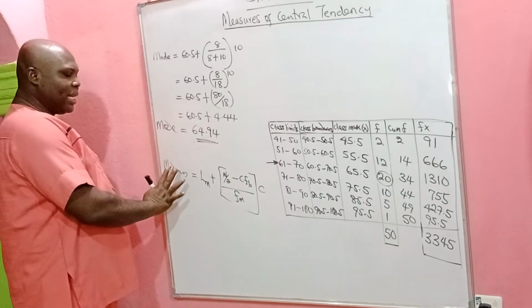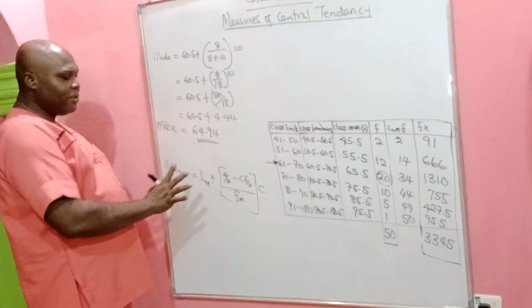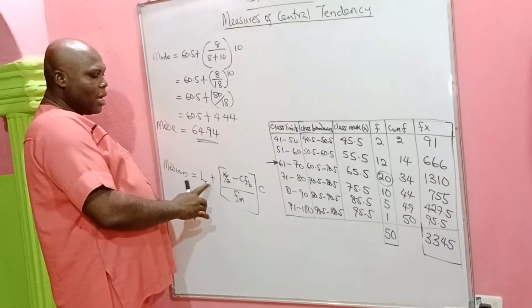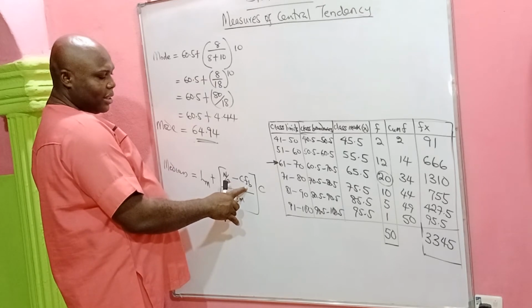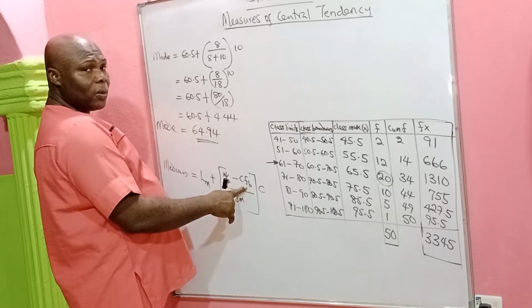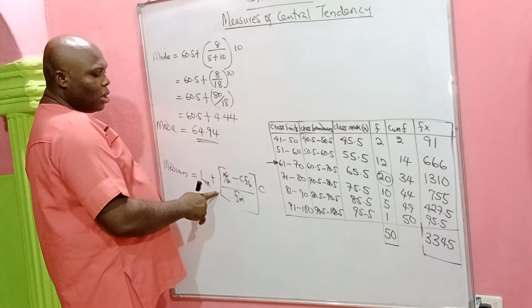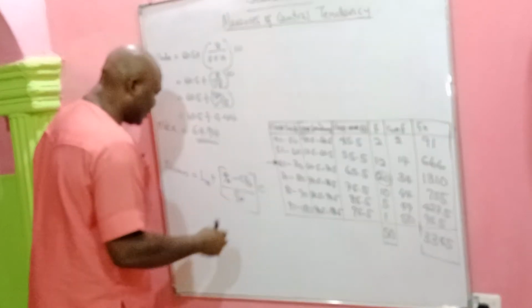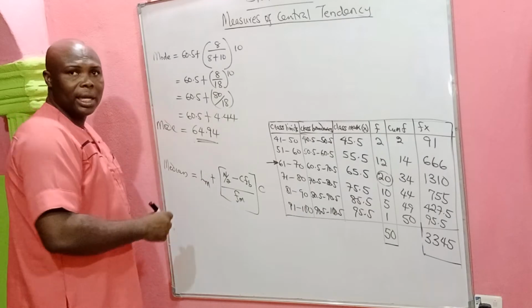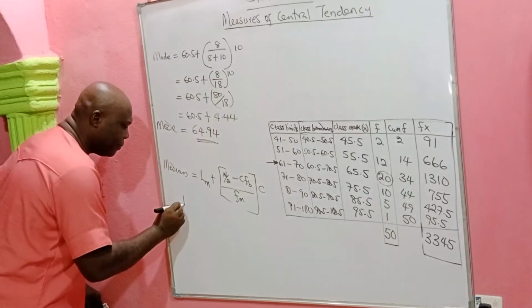So the median for a group frequency distribution is given as the lower boundary of the median class plus the rank minus the cumulative frequency before the median class, all over the frequency of the median class, multiplied by the class size. So let's interpret them all in their numerical values, L of M.